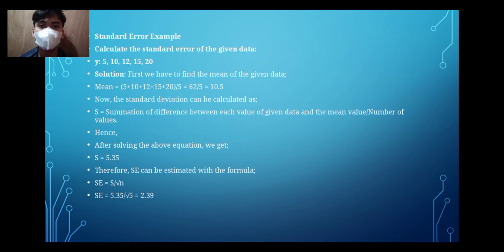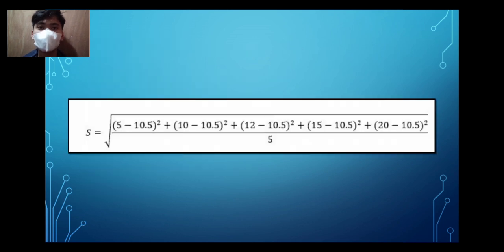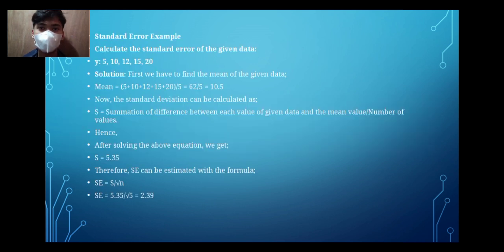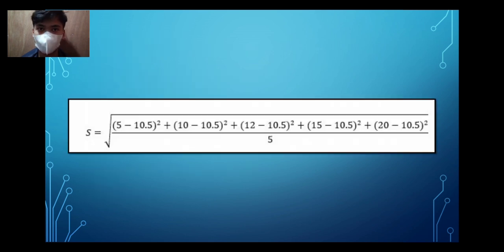Once you've done that, we need to do the summation of S. Here is how you get S. Once we get that, we have 5.35. Now we apply the formula, which is S divided by the square root of n, which will result in 2.39. The error margin, or the standard error, is 2.39.